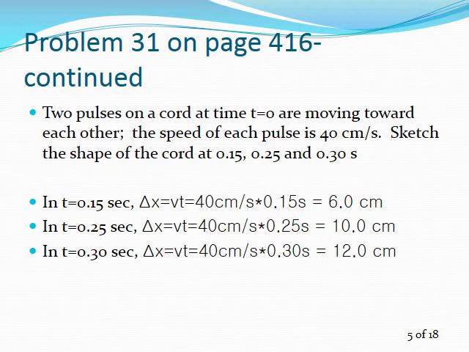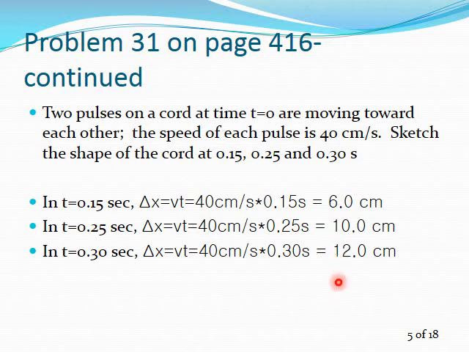So what we're going to do is, we know at t equals 0.15 seconds, I want to find its change in position from its original position. To do that, I have to take its velocity times the time. So 40 centimeters a second times 0.15 seconds equals 6 centimeters. I do it for the other time, I get 10 centimeters. I do it for the last time, I get 12 centimeters displacement in the direction of those velocities.